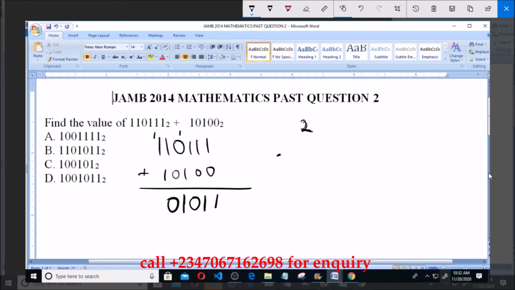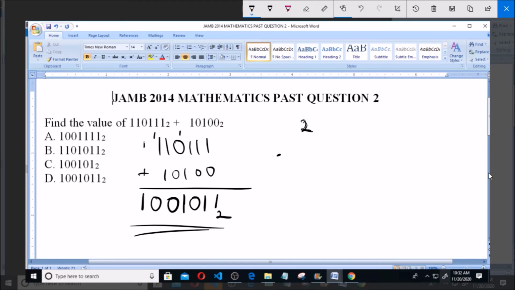1 plus 1 again will give us 2. How many times can 2 go into this 2? That is once. We put the 1 here, then remainder 0. Then now we bring this 1 down. So we have 1001011 base 2, and that is option D.